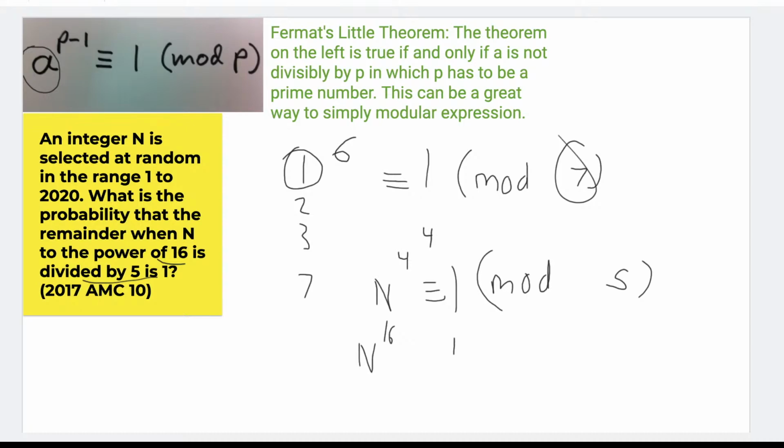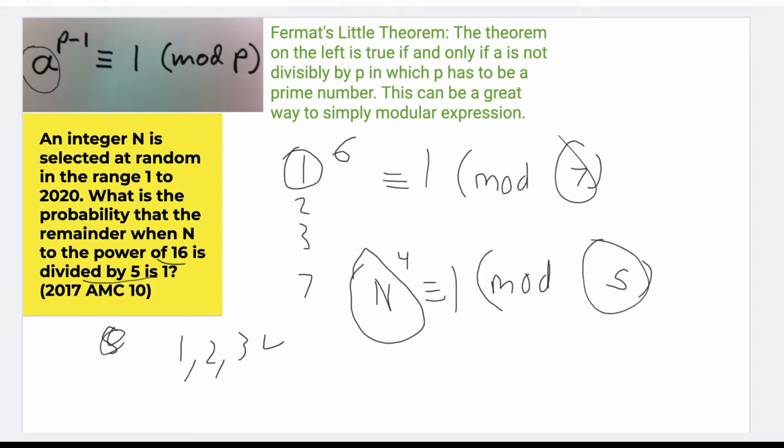Then that means the remainder is just 1 to the power of 4, which is obviously just 1. That means we can just look at this in n to the power of 4. And in n to the power of 4, this will only be a remainder of 1 if the number n is not a multiple of 5. And in 1 to 220, the only numbers that are not multiples of 5 are 1, 2, 3, 4.